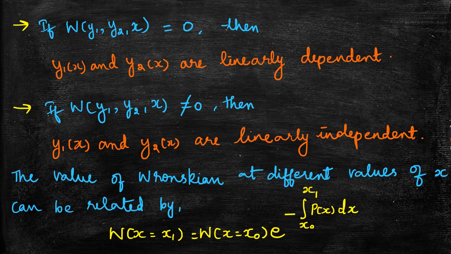Next, how do we find if it's linearly dependent or linearly independent? If your Wronskian is 0, then the solutions are linearly dependent, and if your Wronskian is not equal to 0, then y1 of x and y2 of x are linearly independent solutions. Also, we can find different values of the Wronskian for different values of x by this formula. It can help you in any problem when asked to find the value for a particular x, for example when x is equal to 2, what will be the Wronskian. So you can use this formula to find the value for various x. So this is about the Wronskian.